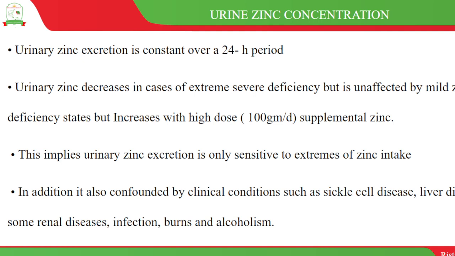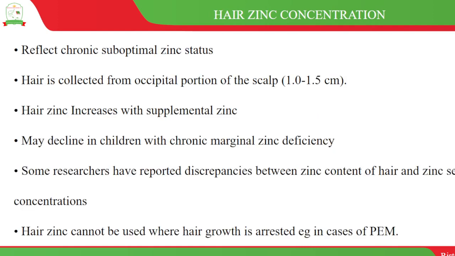So in addition, urinary zinc here can be confounded by sickle cell disease, liver diseases, and some renal diseases as well. Infection, burns, and alcoholism can also affect the results you get from urine zinc. How about the hair?